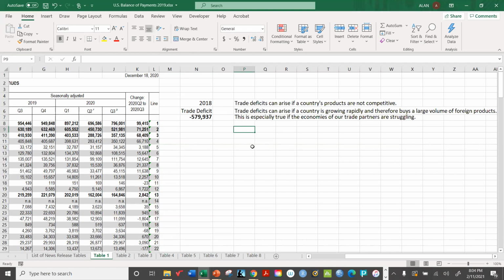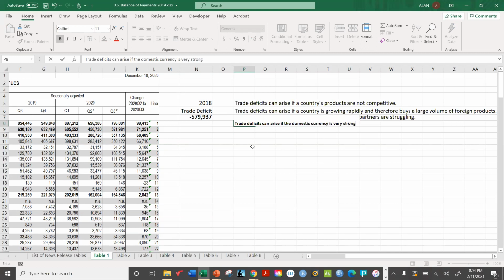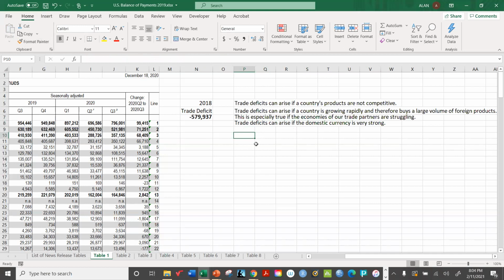So we have to take a closer look. It's not enough to say, wow, this is a disaster. We have to understand why these deficits arise in the first place. Now, another thing that can be causing this is that trade deficits can arise if the domestic currency is very strong. And again, we're going to discuss this later on, but if the dollar is extremely strong, that by itself could be enough reason for this to happen.